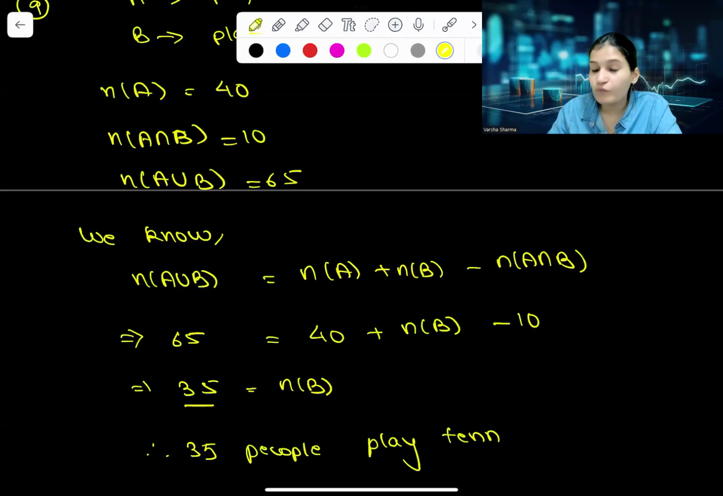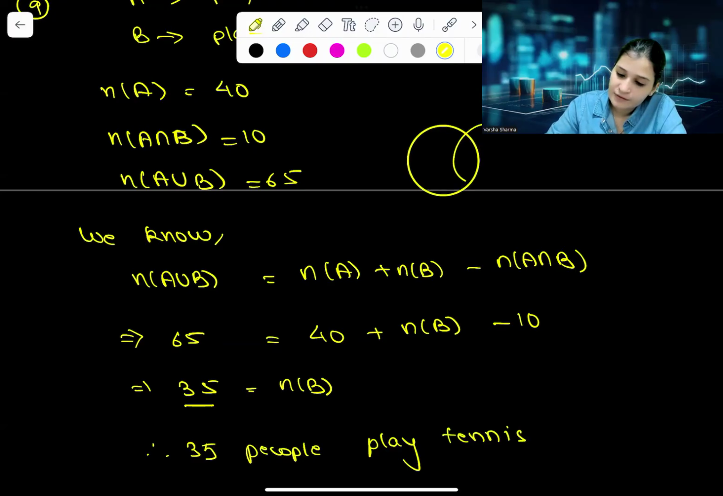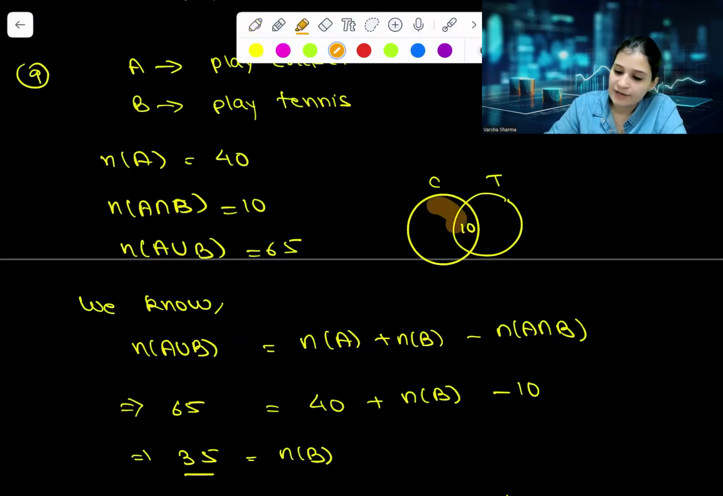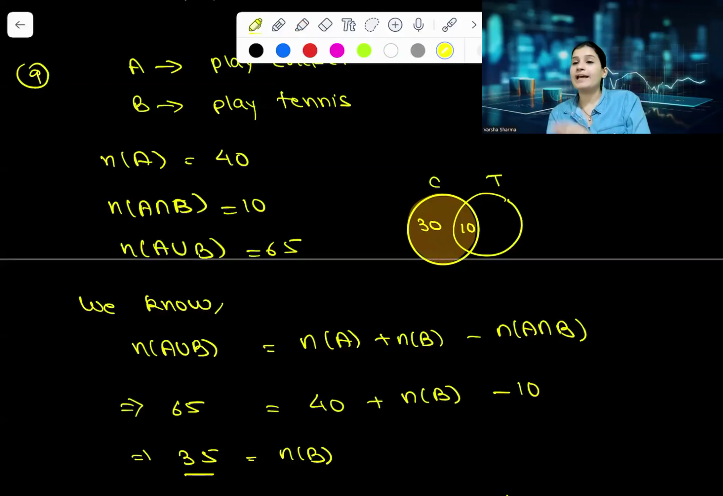But now we also want the people who play only tennis. Let's see. This is cricket, this is tennis. 10 people play both. In the cricket circle there were a total of 40 people. I've already written 10, so 30 remains. So these 30 people play only and only cricket.